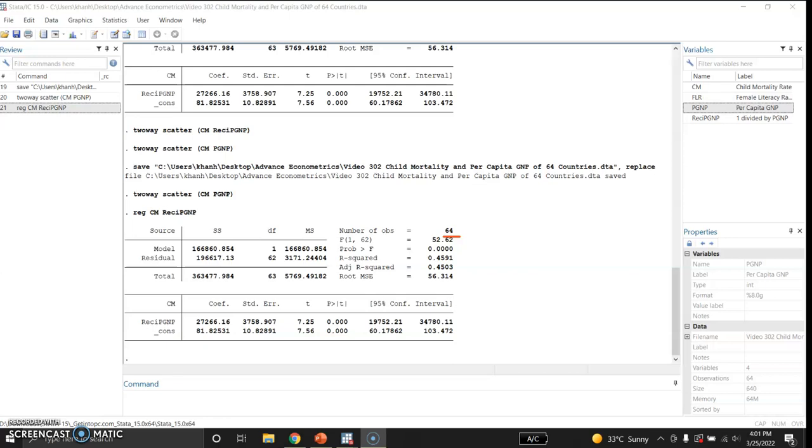The coefficient of the intercept term is 81.82. Its standard error is 10.83, its t value is 7.56, and its p value is 0.000. The coefficient for the reciprocal of per capita GNP is 27,266.16 times 1 by per capita GNP. This is its standard error, this is its t value, and this is its p value. And its R squared value is 0.46. This means that as per capita GNP increases indefinitely, child mortality approaches its asymptotic value of about 82 deaths per 1000 live births.